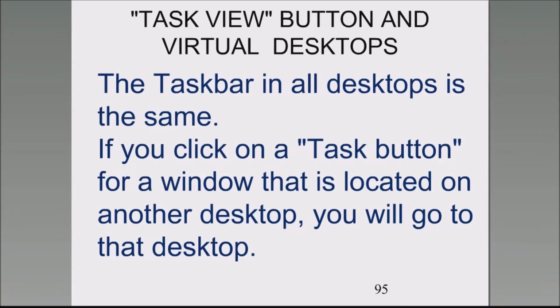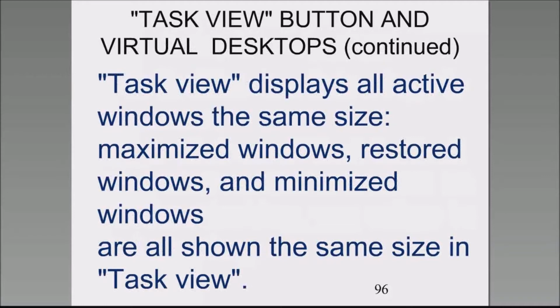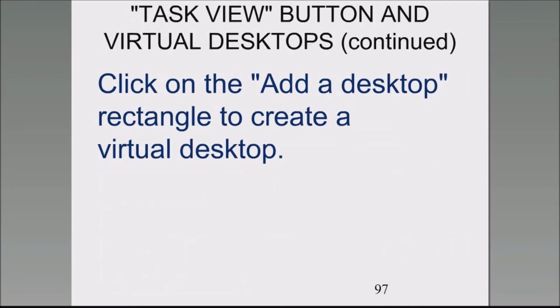If you click on a task button on your task bar for a window that is actually open in another desktop, the window will open up and become your highlighted active window, and you will be taken to the other desktop, the one that you're not currently on. So the taskbar lets you jump between windows, but that automatically will let you also jump between desktops. So you'll either hate it or you'll love it.